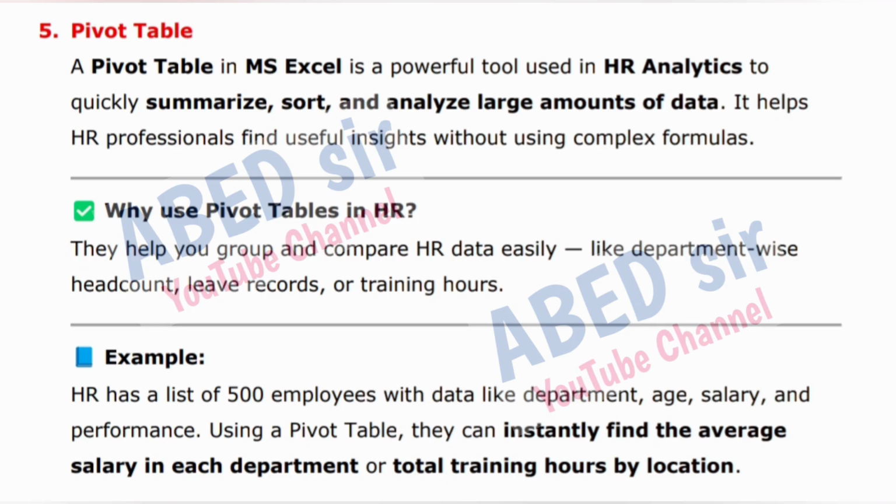Why use pivot tables in HR? They help you group and compare HR data easily, like department-wise headcount, leave records, or training hours. Example: HR has a list of 500 employees with data like department, age, salary, and performance. Using a pivot table, they can instantly find the average salary in each department or total training hours by location.